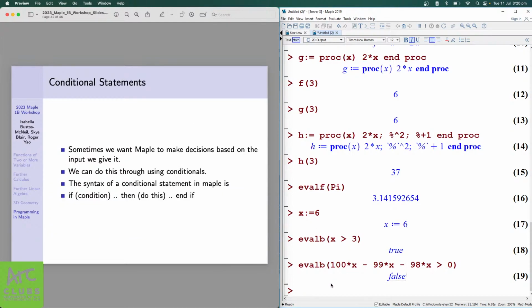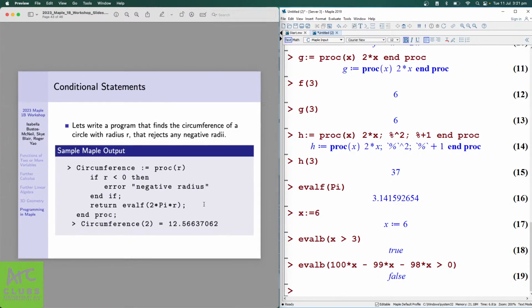Okay, now we're going to talk about conditional statements. Sometimes we want Maple to make decisions based off the input we give it. We can do this through using conditionals. The syntax of a conditional statement in Maple is if condition. So let's say if this condition happens, then we want to do this.